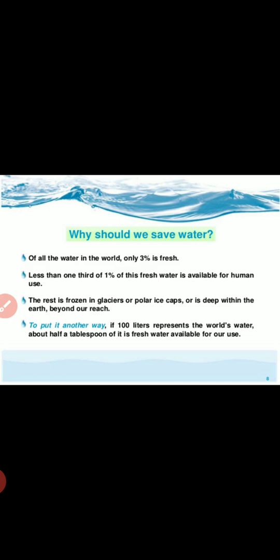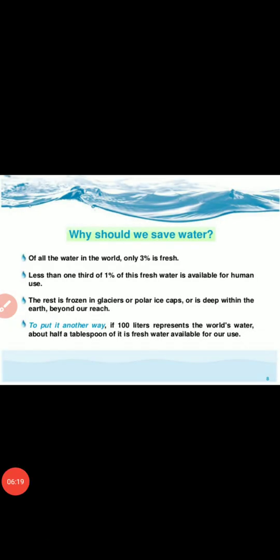Of all the water in the world, only 3% is fresh. A recent study scientifically shows that only 0.03% fresh water is available inside our earth's crust. Now, less than one third of 1% of this fresh water is available for human use.